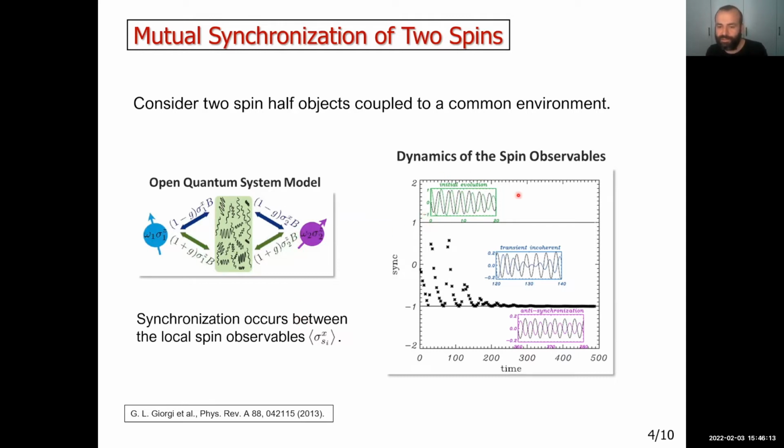And as you can see here, the initial evolution in the green inset of these two expectation values shows that there's no sign of synchronization here. These expectation values oscillate. And then, between 0 and 20, let's say, there's a transient incoherent evolution. And finally, after some time, we can see that anti-synchronization is achieved, and it remains as the system evolves to its steady state and so on.